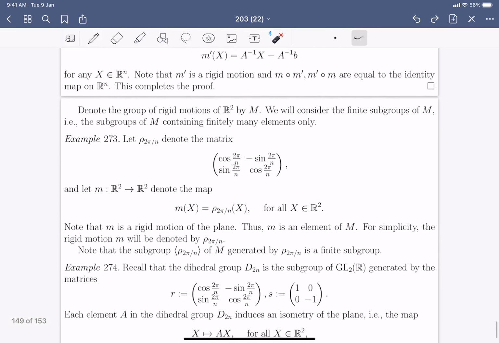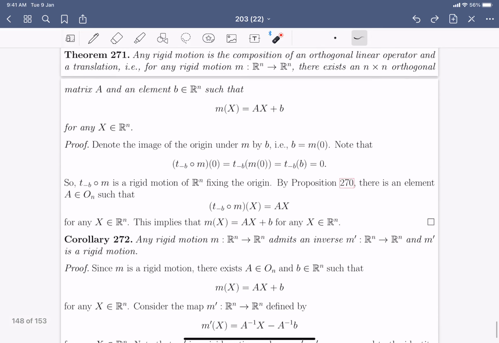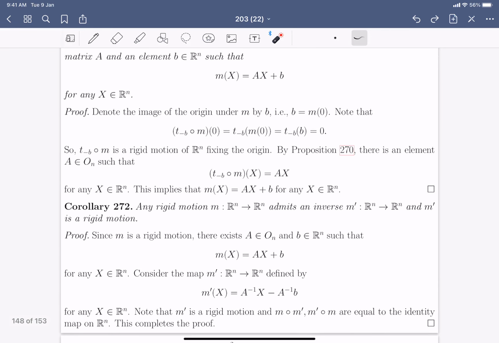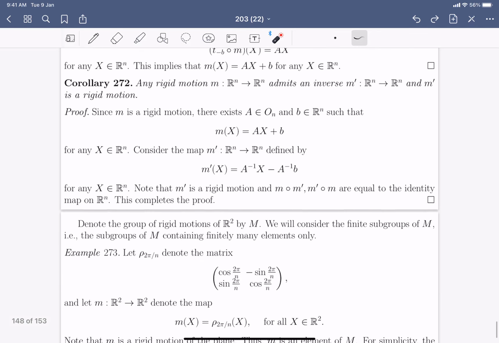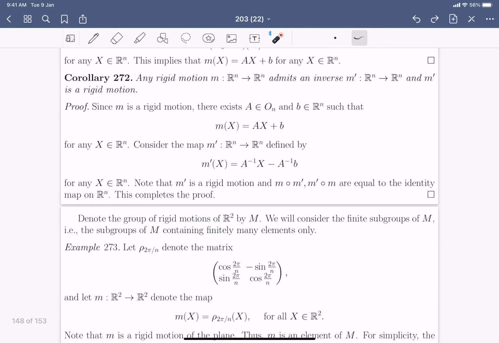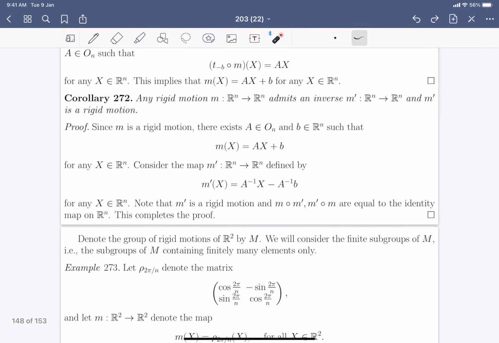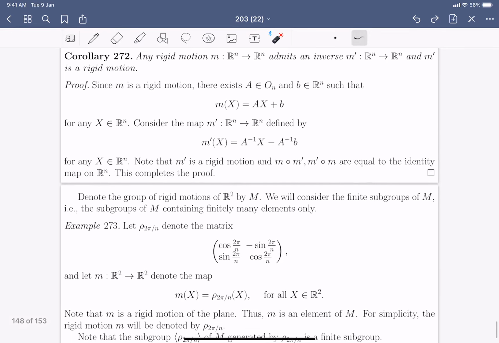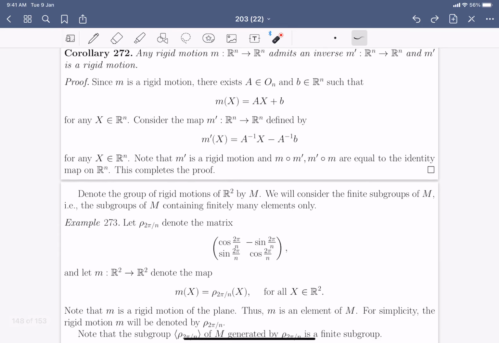Great. So thanks to what we have been discussing about rigid motions, it follows that the set of rigid motions of R2 forms a group under composition of functions, denoted by M. Earlier you observed that the composition of two rigid motions is a rigid motion. Associativity follows because composition of functions is associative. The first property to check is closure. In other words, the composition of two rigid motions is a rigid motion.